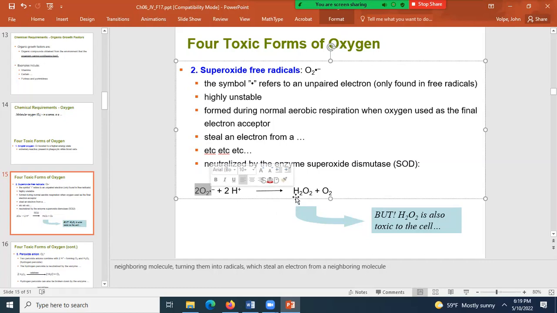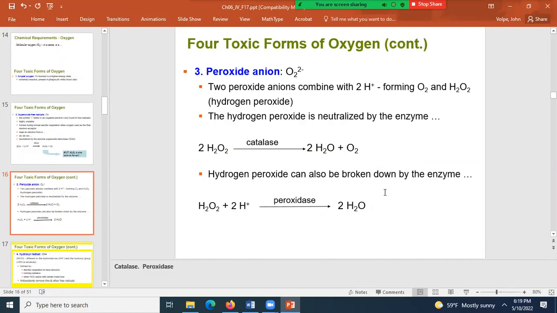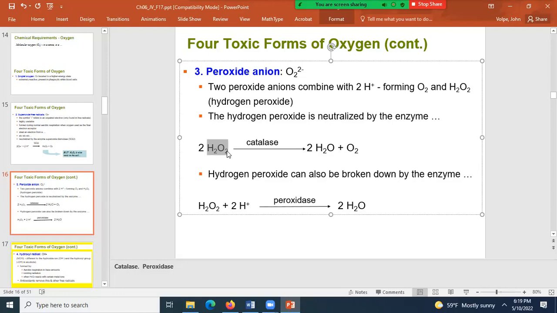Well, I was expecting somebody to ask, well, isn't hydrogen peroxide toxic to cells? Yes, it is. And that's actually my next slide of a toxic form of oxygen, peroxide anions, which include hydrogen peroxide. So peroxide anions can be combined with hydrogen and oxygen to form hydrogen peroxide. And then the hydrogen peroxide is neutralized by the enzyme catalase.